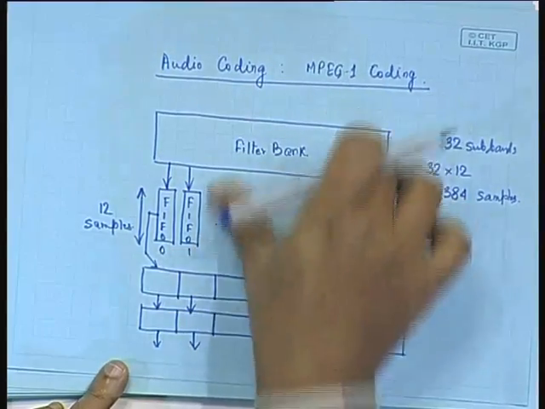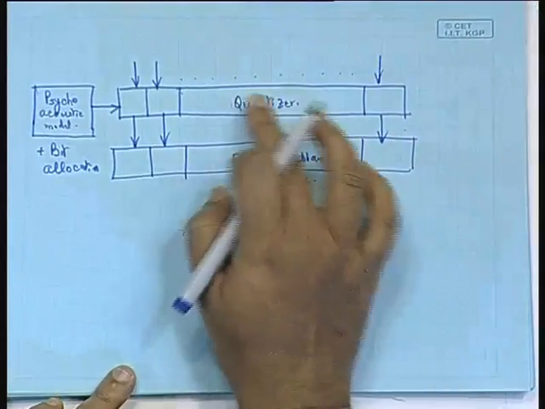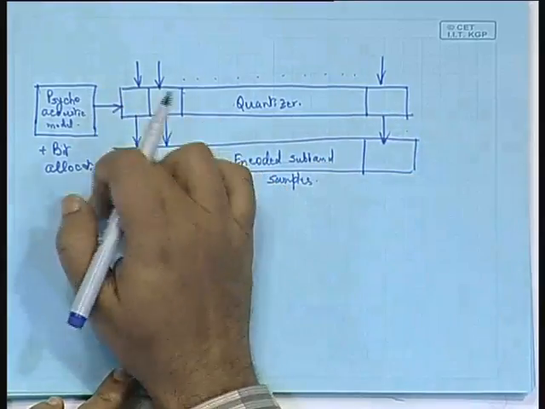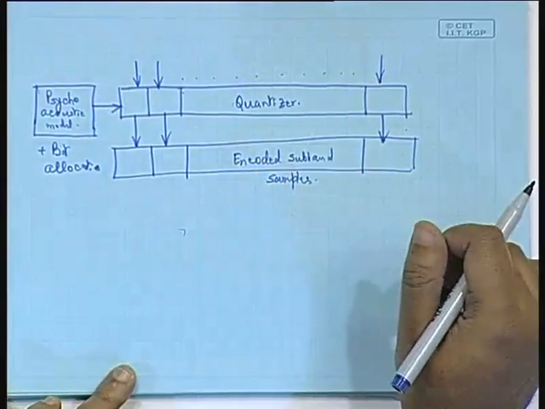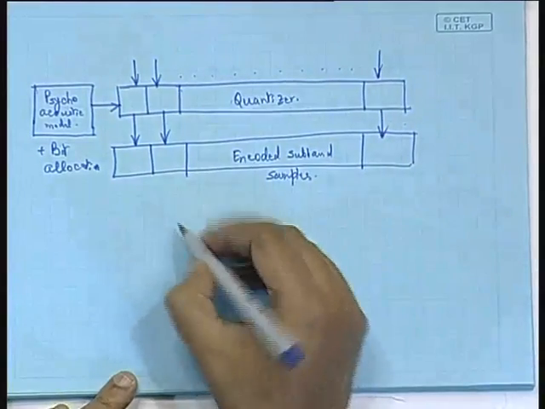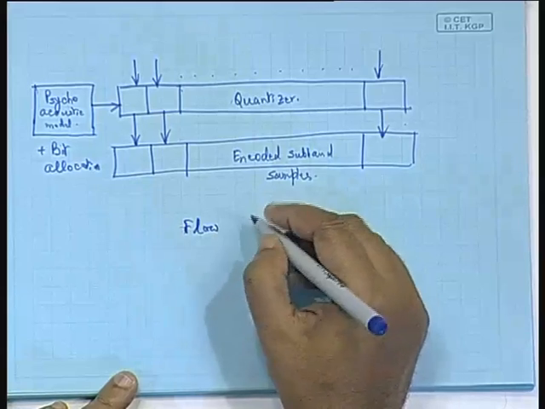So, we start with the filter bank, then the frame buffer, then the scaling is applied, and after scaling the samples are quantized. The quantization is decided by the psychoacoustic model and bit allocation, and then we have the encoded subband samples. So, this is the flow diagram for encoding a frame of audio data.